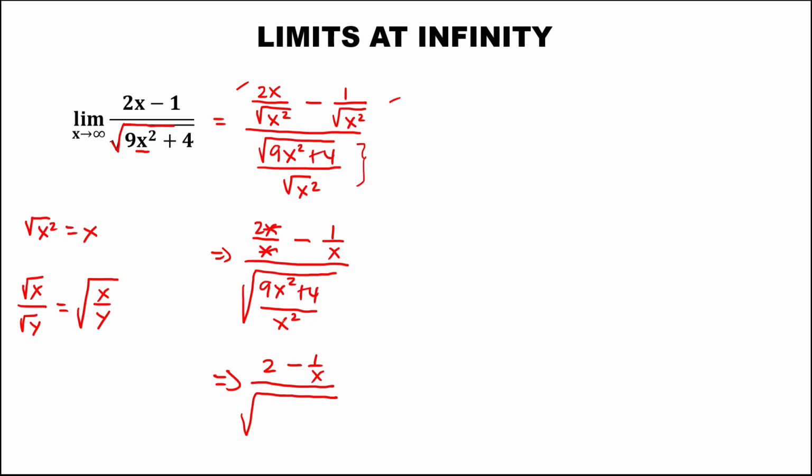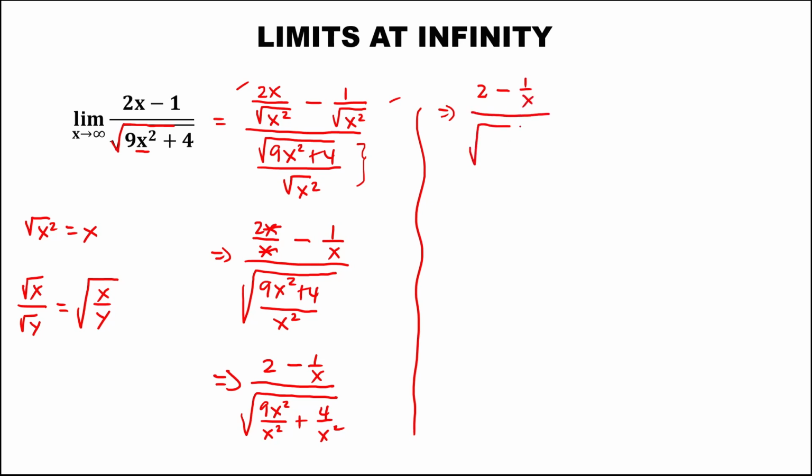So we can distribute this denominator to every term. So we have 9x squared over x squared, plus 4 over x squared. Then to simplify, we have 2 minus 1 over x, then over the square root. So we can cancel this x squared. So we have 9, plus 4 over x to the power 2.